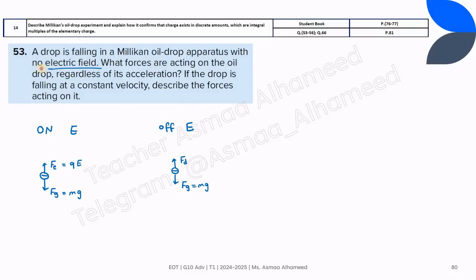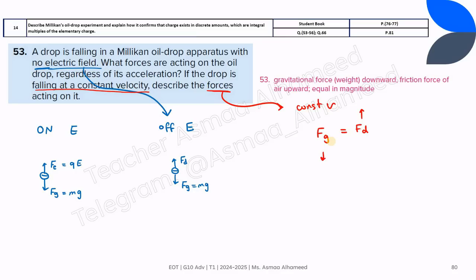Now here we have no electric field. It means this is the case that we are talking about. So what are the forces? You have Fd and Fg. Fg is down and Fd is up. Now in part 2 it says if it's falling at a constant velocity, what are the forces? Let's see. So you have constant velocity. It means that the Fg, which is down, is equal to the Fd, which in this case will be up. So they are equal in magnitude, opposite in direction. This is the answer for you.